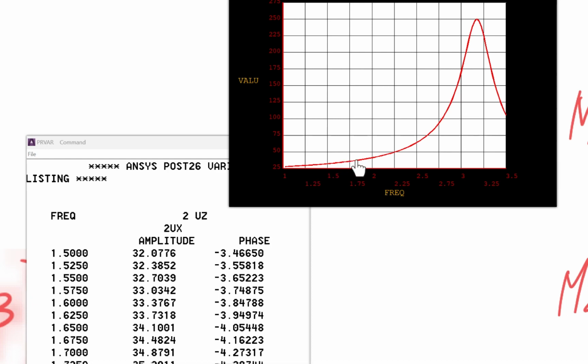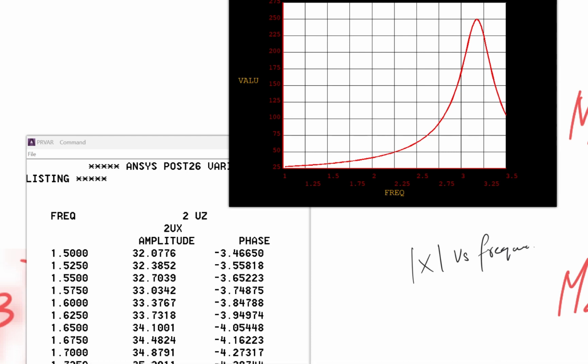And we can see a typical harmonic response here. The harmonic response peaks up at the natural frequency and it comes down. Here I'm plotting the amplitude of node 2 displacement, so this is amplitude versus frequency. While here what I have shown is, corresponding to the frequency, the amplitude and phase. So here at 1.6 hertz, that is about 10 radians per second, I'm getting an amplitude of 33.37 mm and a phase of minus 3.84.